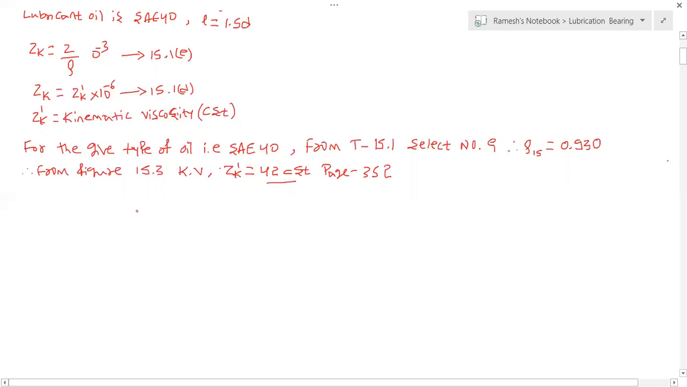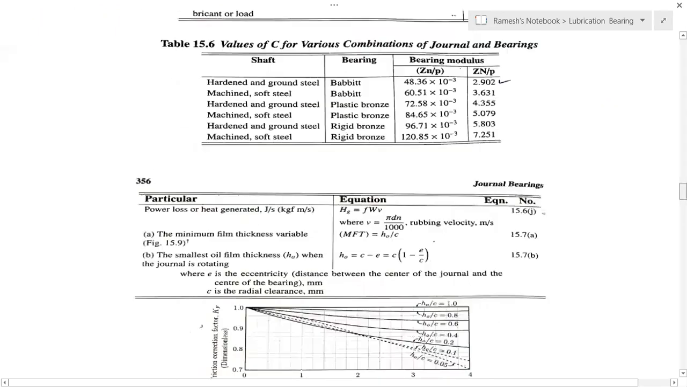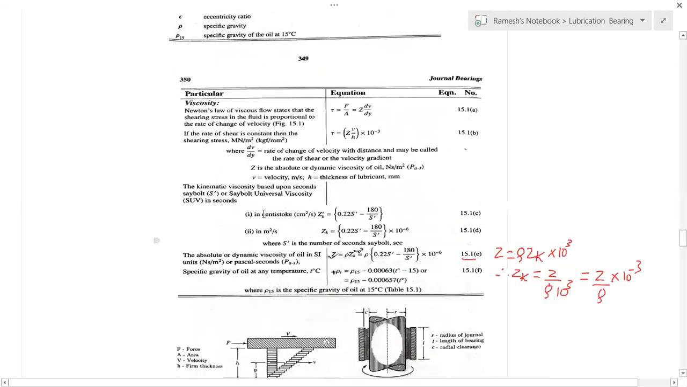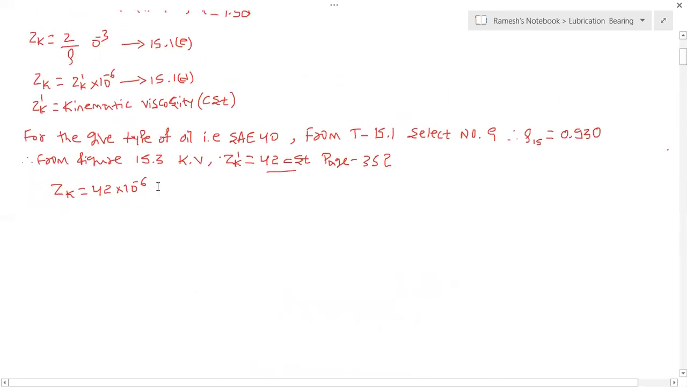Now you substitute that in the above equation, that is 15.1d. Therefore, the kinematic viscosity is equal to 42 into 10 raised to minus 6, and the unit is meter square per second. You can see the unit of that here in equation 15.1d: meter square per second.